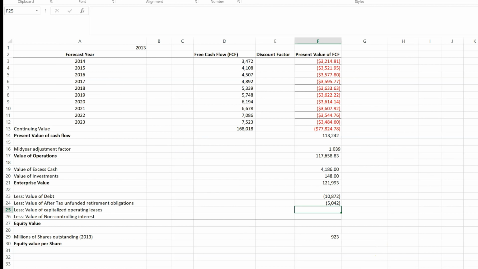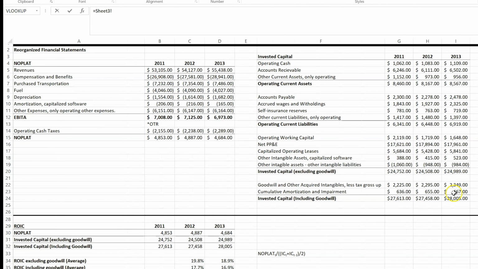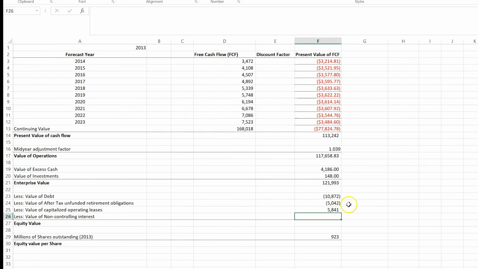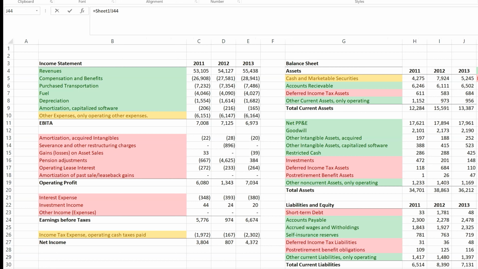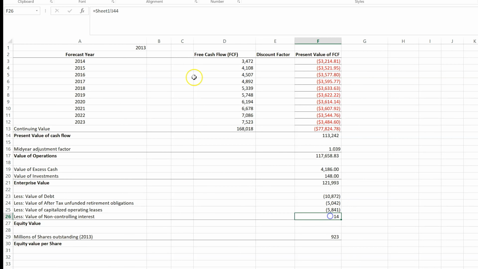Remember that a lease is a rental payment. So this is just like a loan. We owe this money to the people that we are leasing the aircraft or whatever other asset we are using, and so we've got to treat it like a loan. And then the value of any non-controlling interest. This is a claim that someone else has on the firm that we owe. This is an obligation that we have, and so we need to subtract it.